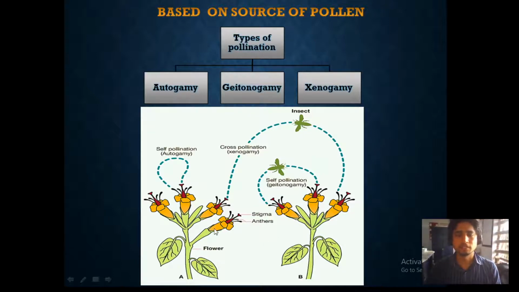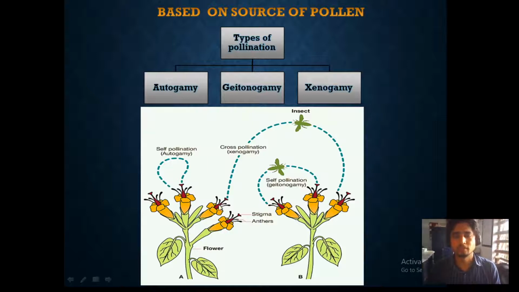In this picture, it is very clearly seen where there is a self-pollination, that is autogamy. In this autogamy, the pollen grain of the anther of the same flower is landing on the stigma, so the pollination is completed within the same flower. And the other one is xenogamy.